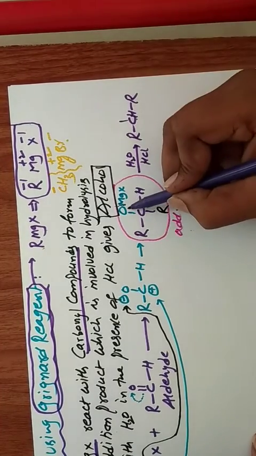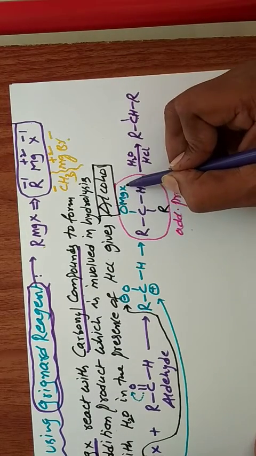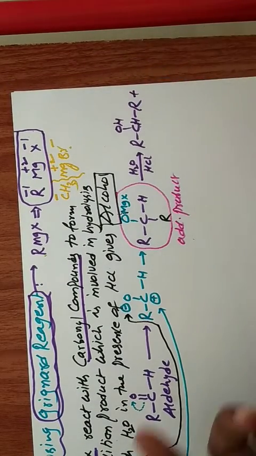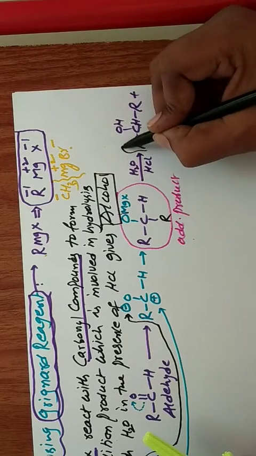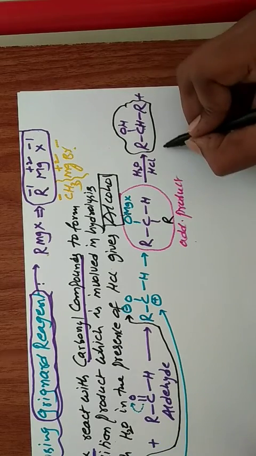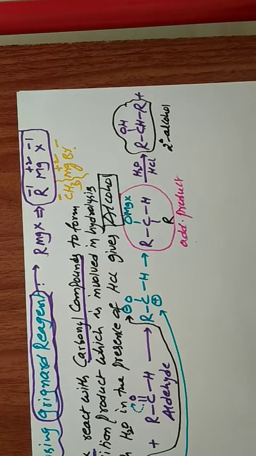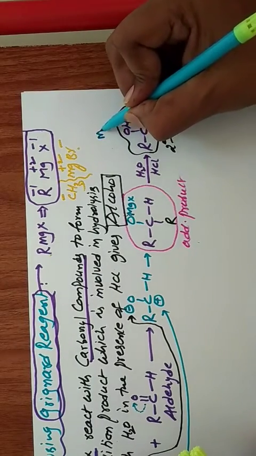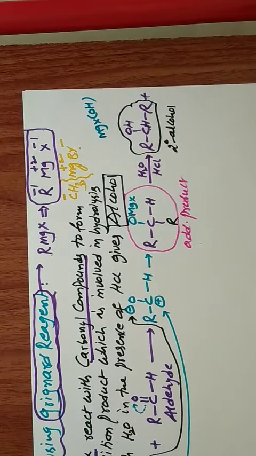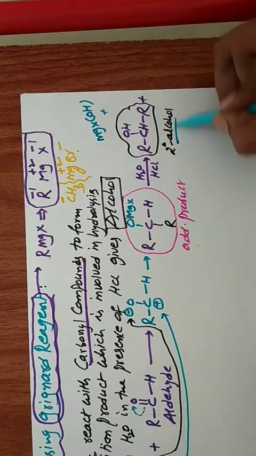Whenever we add water, this bond will be broken. We get the alcohol, plus a byproduct. What type of alcohol? Secondary alcohol. Plus, what is the byproduct? MgXOH is the byproduct. So this is the main product, the secondary alcohol.